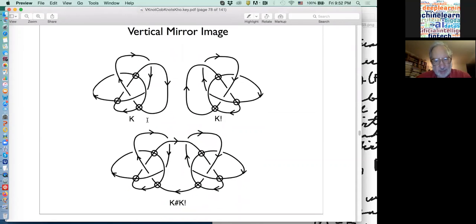Here's another example. I want to show you what happens with mirror images. So here's a knot K, and here's its mirror image. Now I have taken its mirror image in a plane, and I've reversed its orientation so we could do a saddle between these two and make a connected sum. And so this is the connected sum of K and its mirror image. And it's the connected sum of K and its mirror image that's going to turn out to be slice.